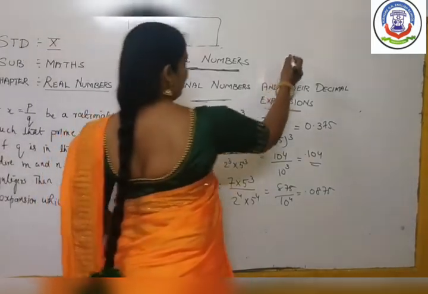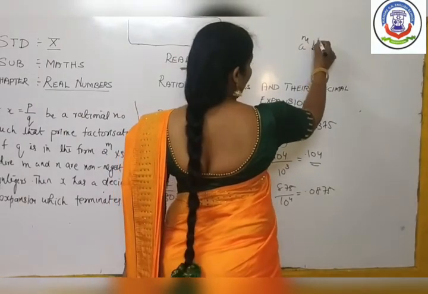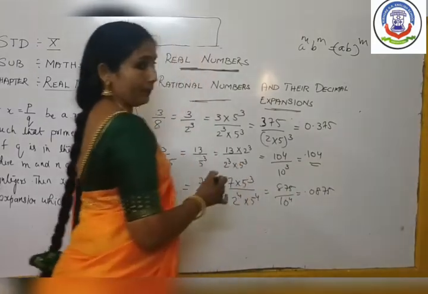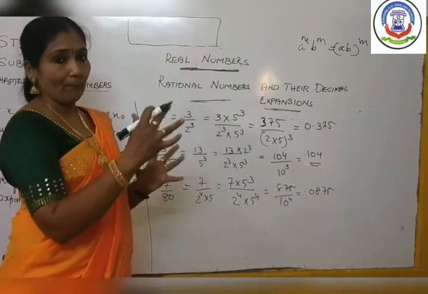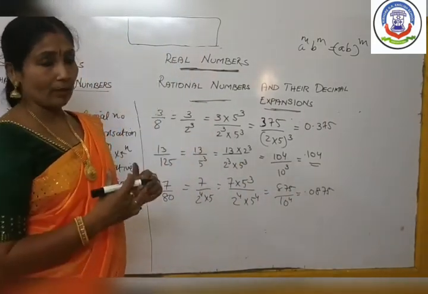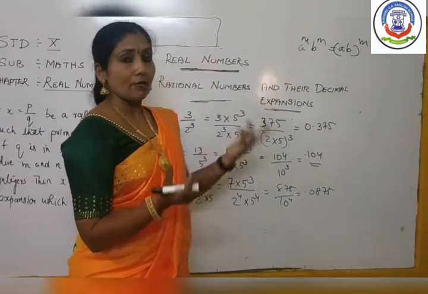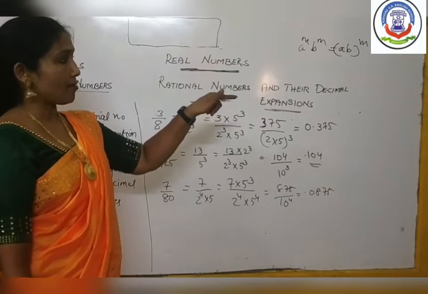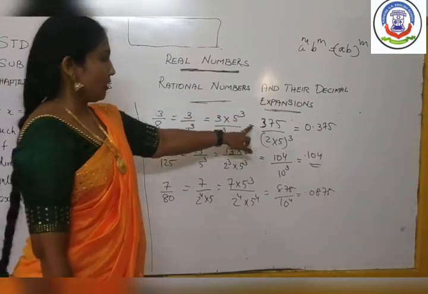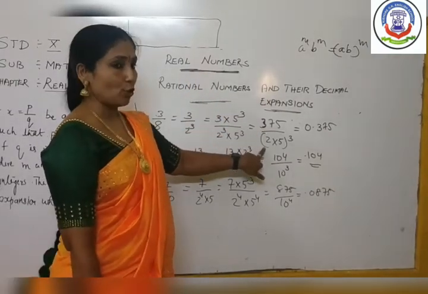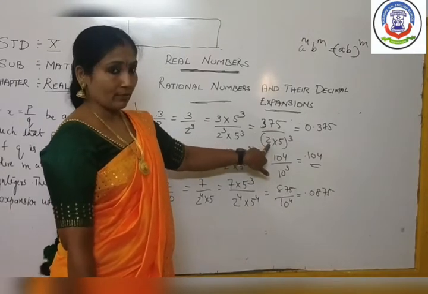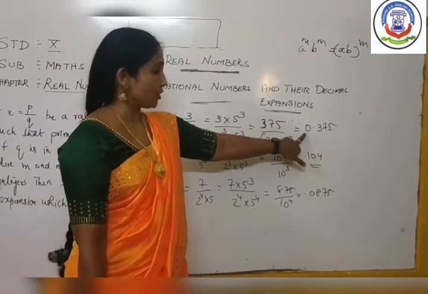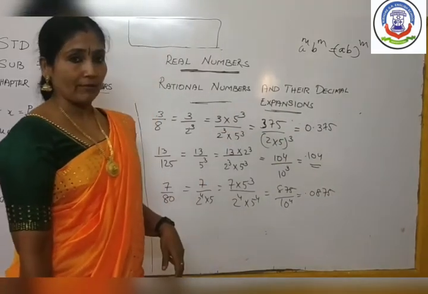Which is that formula? You already know that. A raised to m into b raised to m, you can write as ab raised to power m. That means both having the same power, you can take it as the common power whether the bases are different or not. Multiplication case. A raised to m into b raised to m, so we can write it as ab raised to power m. So we have written 375 upon 10 cube, 375 upon 1000. 10 cube means 1000. Division by 1000 is easy for you. So you have got it as 0.375.